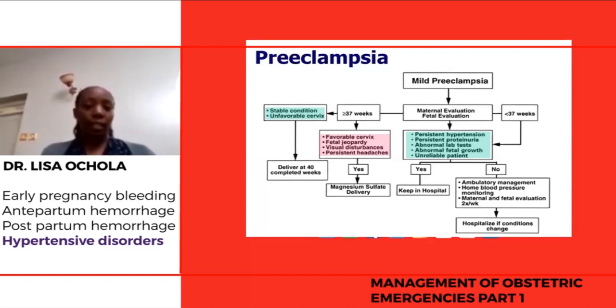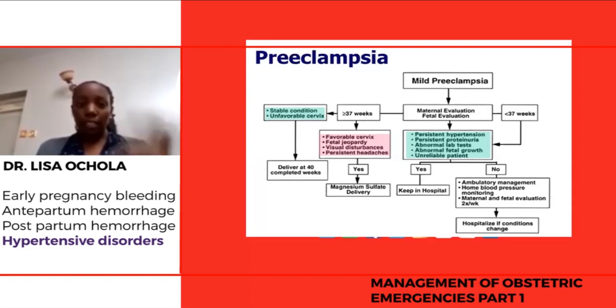If she's less than 37 weeks but still has symptoms of severity, so the hypertension is still there even if you've given antihypertensives, there's still persistent proteinuria, the lab tests are abnormal, there's abnormal fetal growth, or the patient is unreliable, which just means, not in a bad way, that the patient lives very far from a health facility and won't be able to be checked up probably twice a week, then you can keep them in hospital until they deliver.